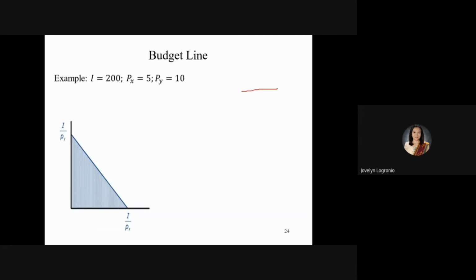For example, suppose meron tayong ganito na given. Income of the consumer is equal to 200, price of good X is 5, and the price of good Y is 10. Ano yung maximum Y? Or if all of the consumer's income will be allocated for the consumption of good X, then ilan yung maximum X? Okay, so yun yung isa-solve natin.